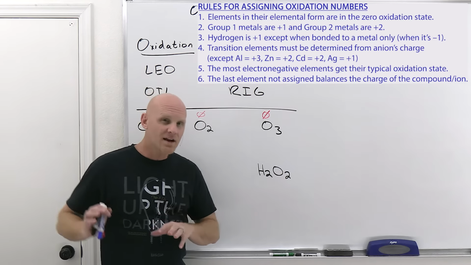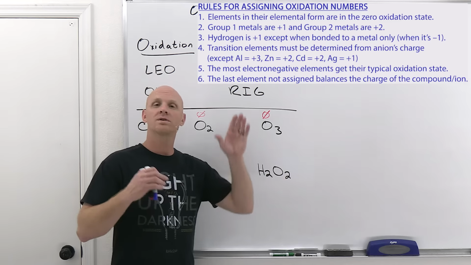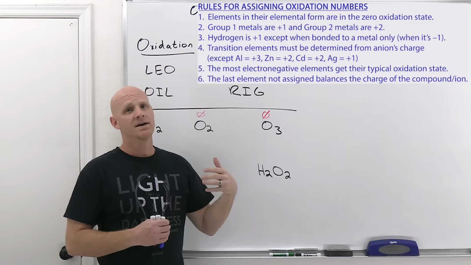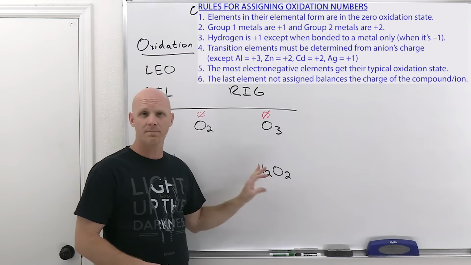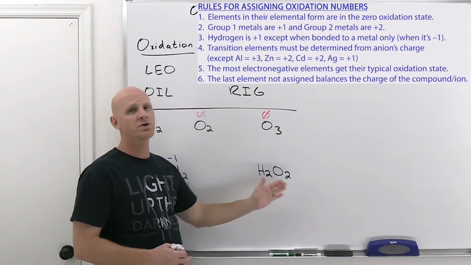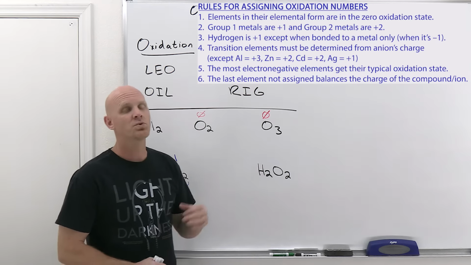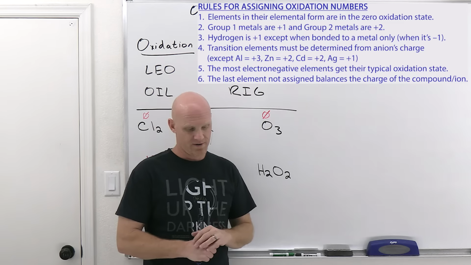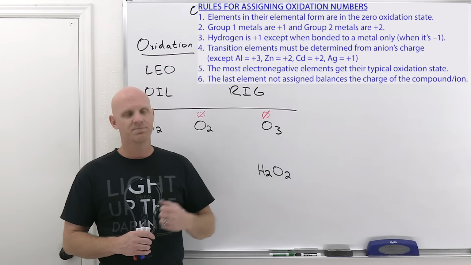And so it's not the greatest steadfast rule. And so instead of having you be able to recognize when something is a peroxide and when it's not, we're just going to follow these rules. And rule number 1, any element in its elemental form is 0. Well, we don't have any elements in their elemental form. We have a compound. Group 1 metals are +1, group 2 metals are +2. We don't have any group 1 or group 2 metals. Again, hydrogen is in group 1, but it's not a metal. And so rule number 3 then deals with hydrogen. And hydrogen is +1 in a compound, except when it's bonded to only a metal.